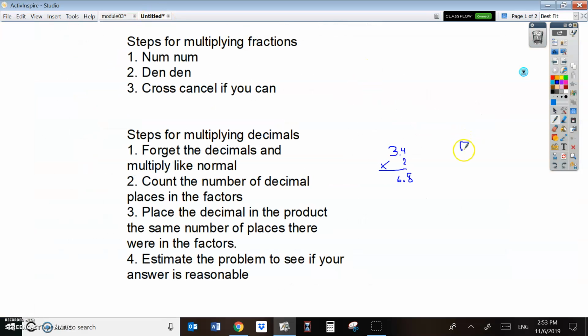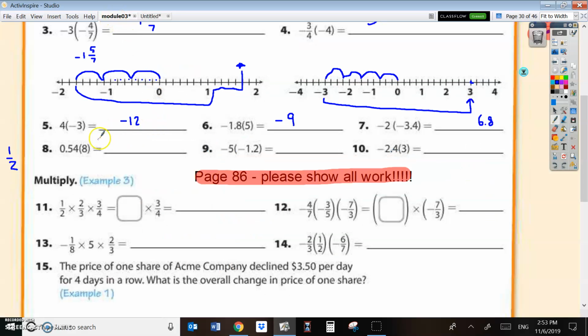So I'm going to forget the decimal and just do 54 times 8. 8 times 4 is 32. 8 times 5 is 40, plus 3 is 43. And now we have 2 decimal places here. 1, 2, so we need 2 here. 1, 2. So 4.32. Okay. And now look at the signs. Positive times a positive is still a positive.